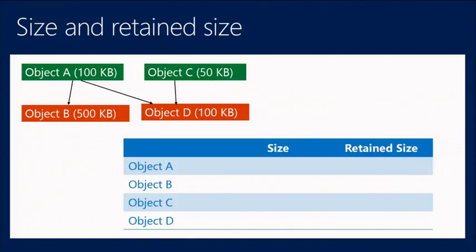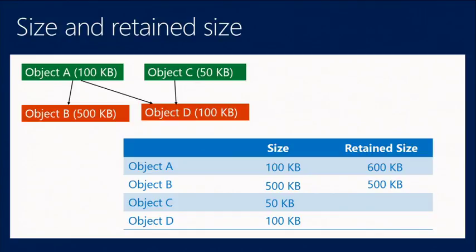So we've got size and we've got retained size. Of course, the size is fairly obvious. Retained size is not so obvious. So the retained size for object A is 600 kilobytes, which is not necessarily intuitive. You might think that it should actually be 700 kilobytes. But it's only 600 because if you remove the reference to object A, the garbage collector would then also be able to reclaim object B. The garbage collector would not be able to reclaim object D yet because object C still holds a reference to it. So the retained size for object A is 600K.